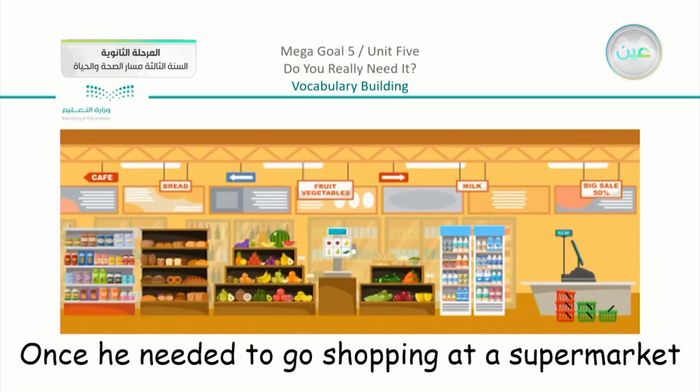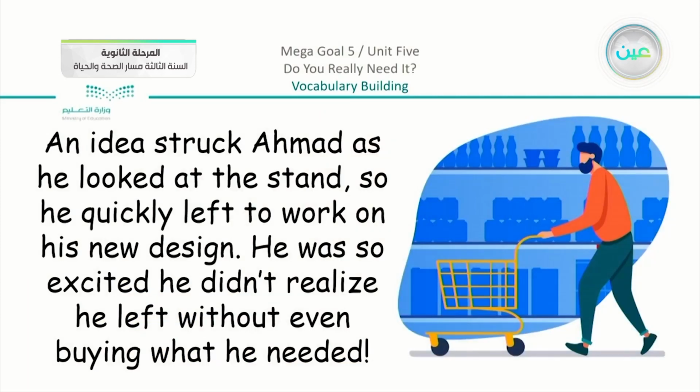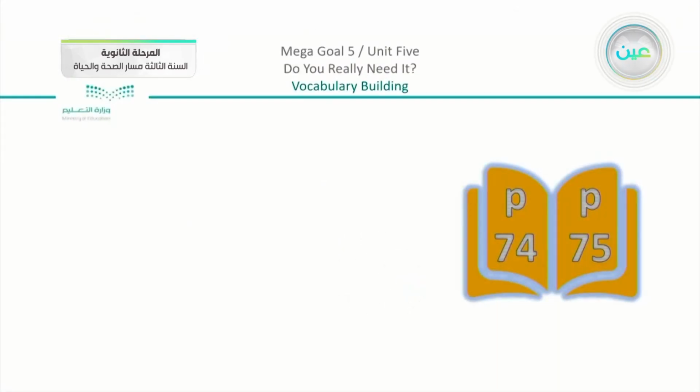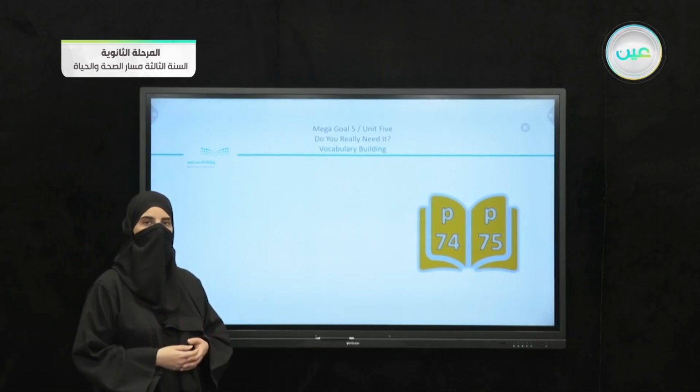Once he needed to go shopping at a supermarket, he saw an outlandish stand that was advertising a product. An idea struck Ahmed as he looked at the stand, so he quickly left to work on his new design. He was so excited he didn't realize he left without even buying what he needed. So you can see from the whole example here that I have a complete story. In this story, I used the six words that we have learned within our vocabulary building.